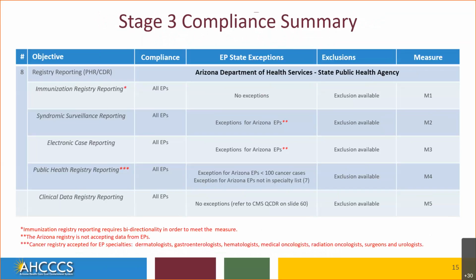Here's just a summary of Objective 8. You can see on the left-hand side underneath the objective, it lists the 5 different measures underneath this objective. The first one is the Immunization Registry Reporting. All EPs can be in compliance with this. The EP state exceptions, that middle column, it shows that there are no exceptions in the state of Arizona. There are exclusions available, and so that's for Measure 1.